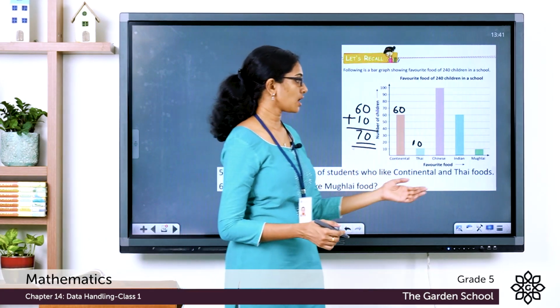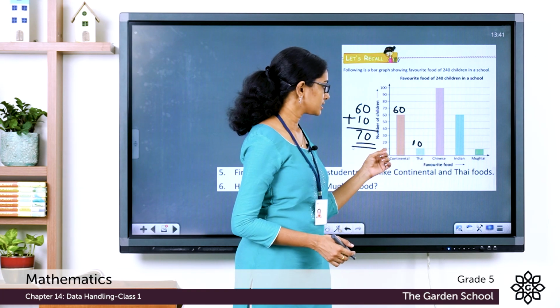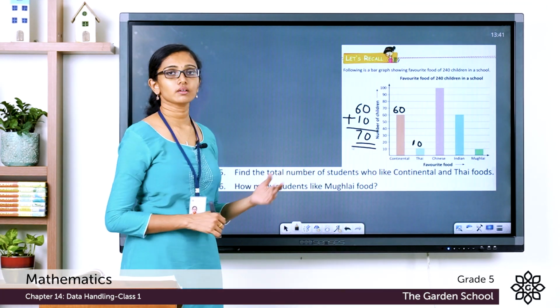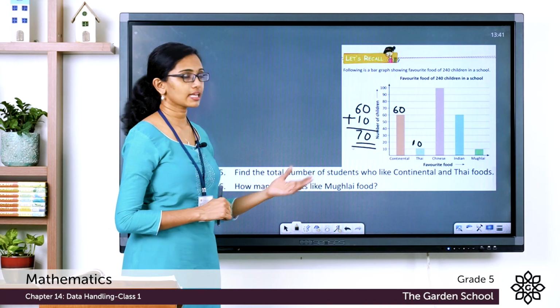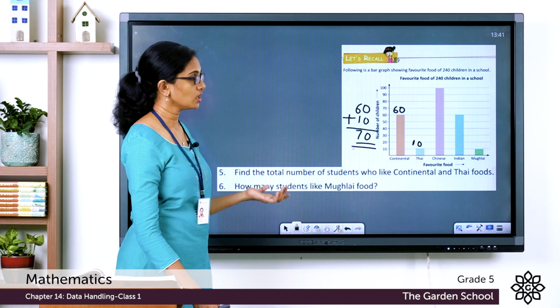Now the next one, how many students like Mughlai food? You can see the bar corresponding to Mughlai food here. You can see the height is less than the number 10. So you can write here, how many students like Mughlai food? It is less than 10. I hope all these questions and the answers are clear to you.